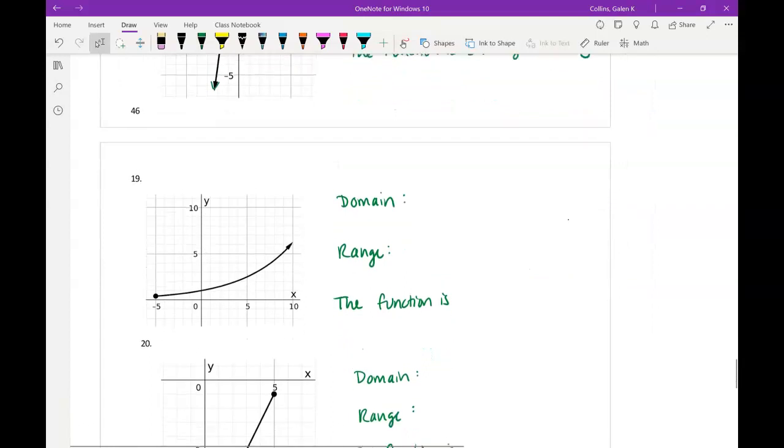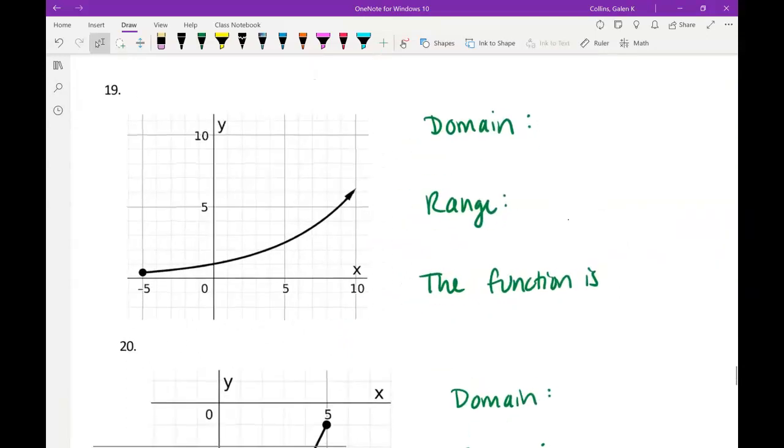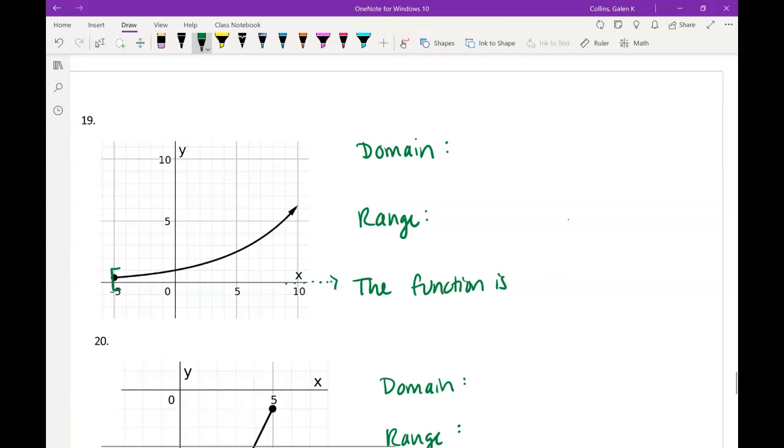All right, 19. Our domain begins at -5. I've got a nice closed circle there, and it continues indefinitely. So I could say my domain is from -5, including -5, to positive infinity. And again, we just always use parentheses because infinity is not a value, it's an idea.